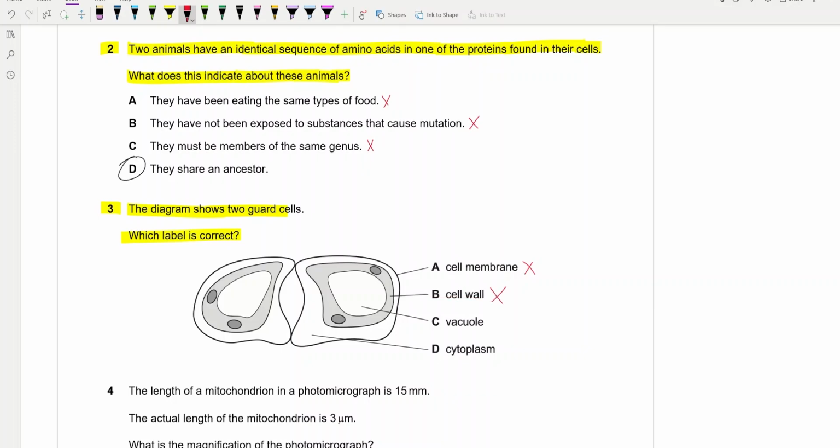Option C says vacuole, which is correct. Option D says cytoplasm, which is wrong. So the correct option would be option C, vacuole.